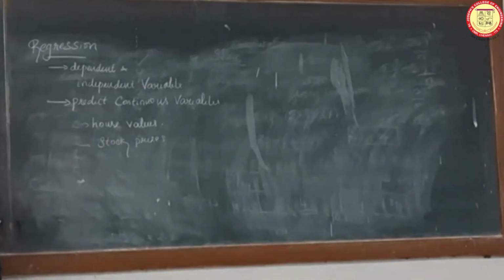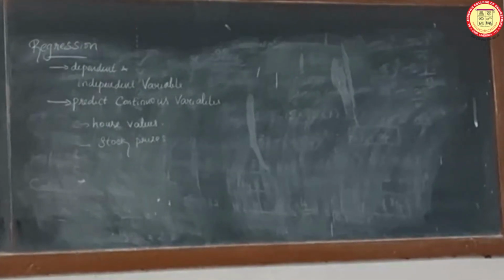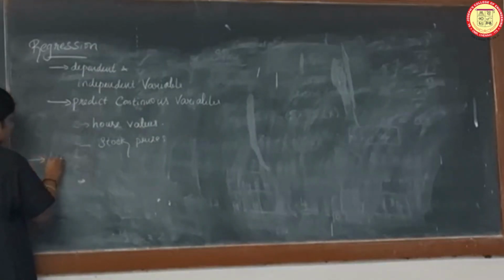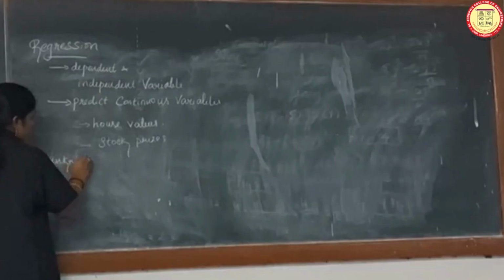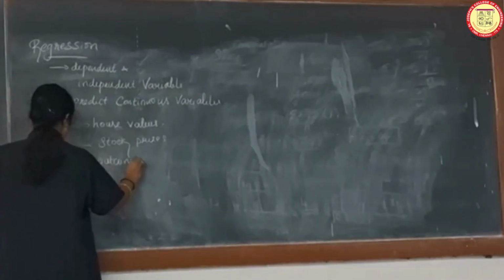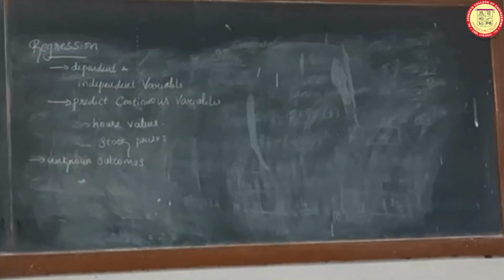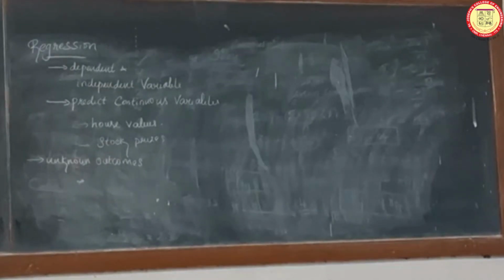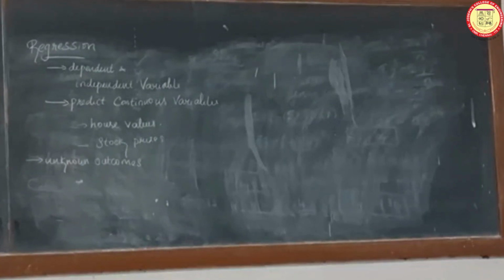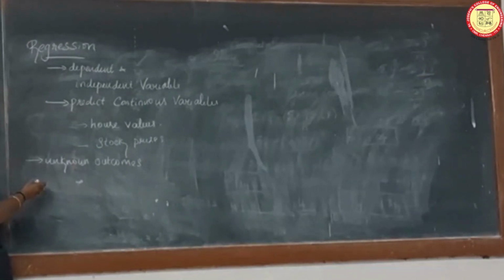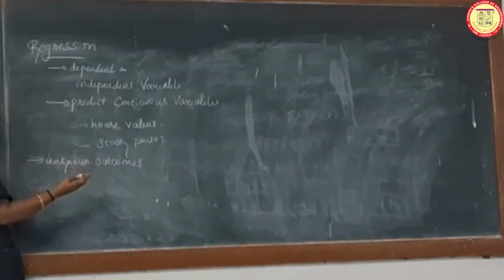So what is the need of regression? Regression is mainly used to estimate unknown outcomes. For example, unknown outcomes means salary prediction based on experience as well as performance. We don't know the predicted salary, so by using this regression, we can predict the corresponding unknown outcome.